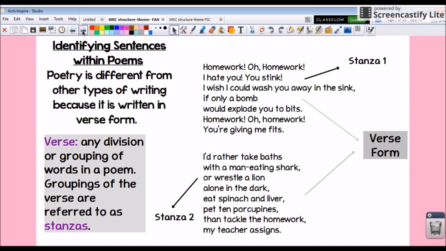So here's one of my favorite poems from childhood. It's from a very well-known poet, Jack Prelutsky, and it's called Homework or Homework.